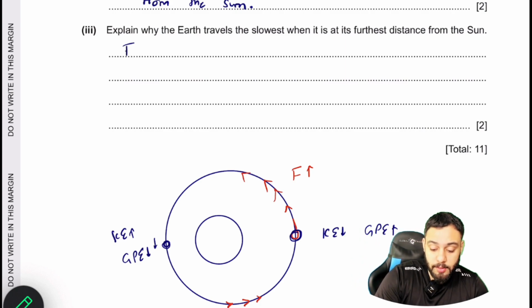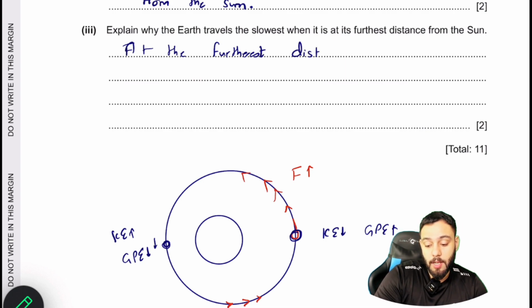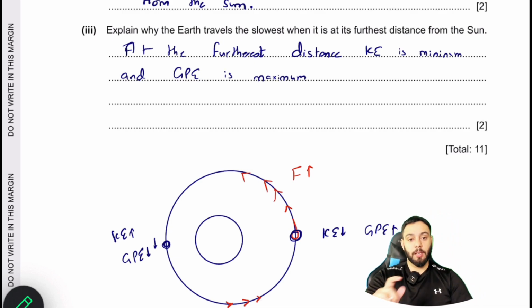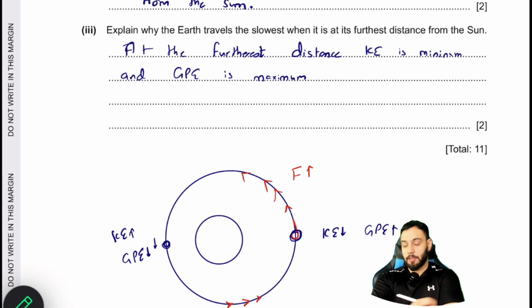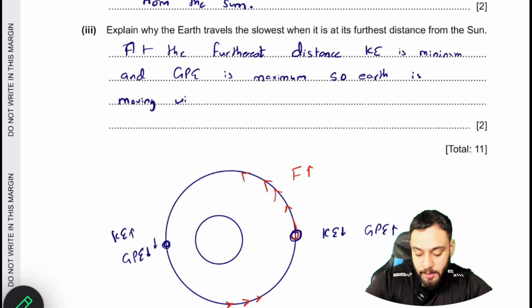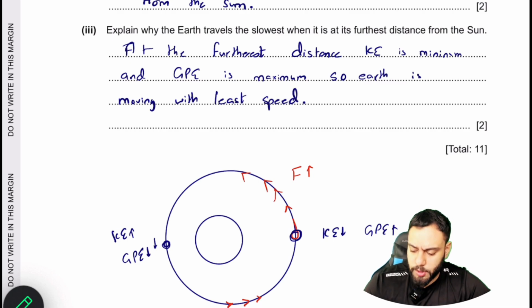So at the furthest distance, kinetic energy is minimum and gravitational potential energy is maximum. That's going to be the first statement. So the kinetic energy is the minimum and the gravitational potential energy is the maximum, so Earth is moving with the least speed when it's away. So yeah, that's pretty much it for this whole exam paper.